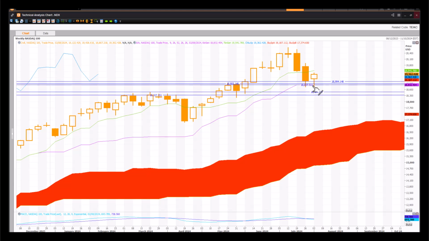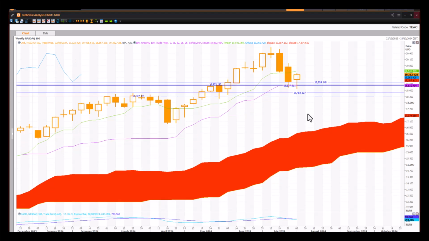So this is the second week that we managed to find support, then rebounded from that level. The next upside target there is 19541, which is the turning line of the Ichimoku cloud. So far so good, still in a strong uptrend based on the weekly Ichimoku cloud.